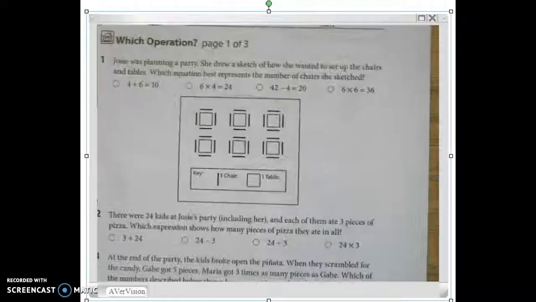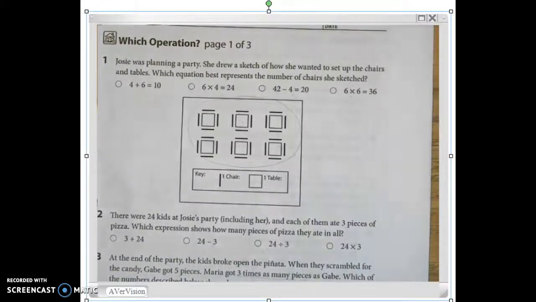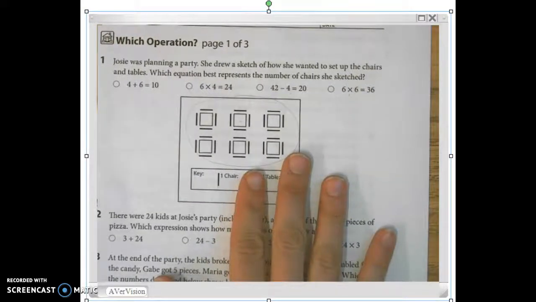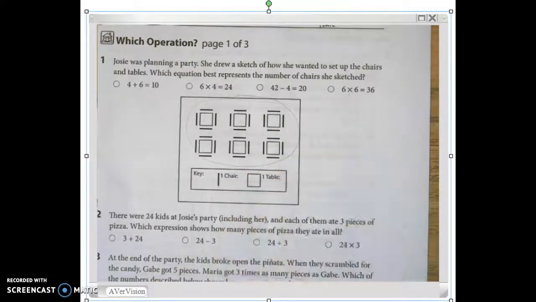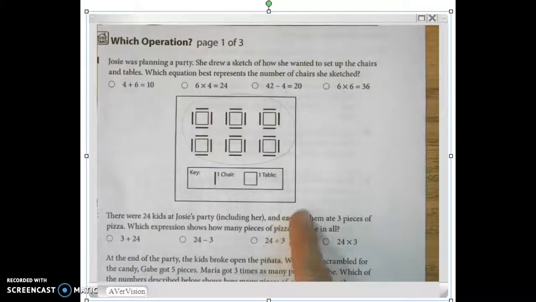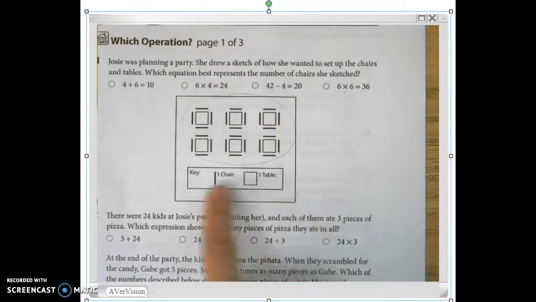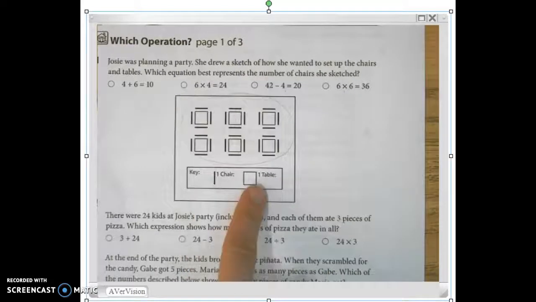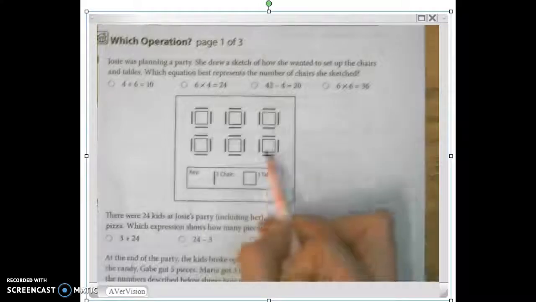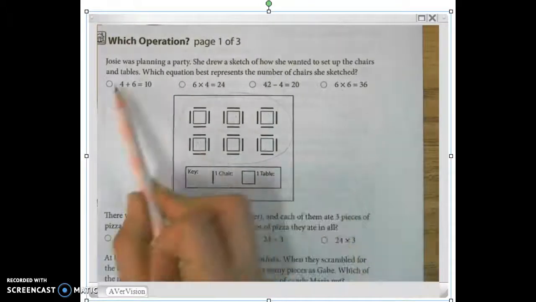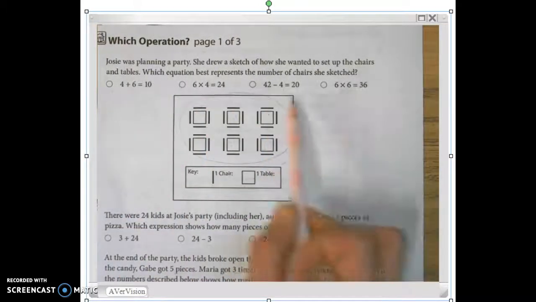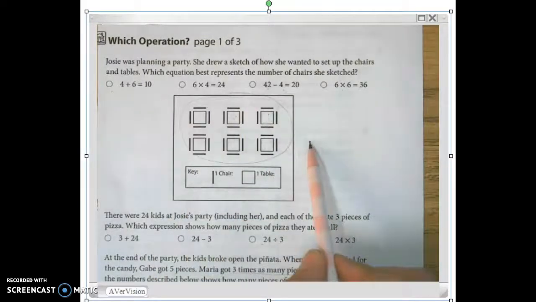And then just quickly going over students' homework that they're going to have. Number 1 is asking you that a girl drew a representation of how many people are going to be at her party. A line represents chairs, squares represent tables. Here's what she drew. Which equation is going to match this drawing with the answer?